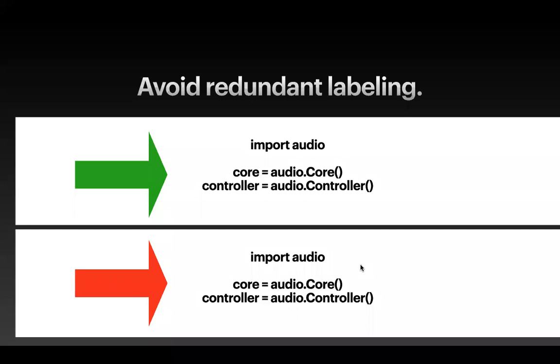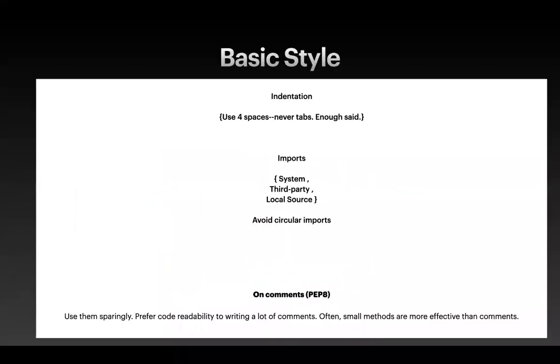Here is one small mistake which I made in the second session. Here audio core is there basically. When there is audio core and controller, both are superclass and subclass. So you have to write only the superclass. No need of defining the subclass again like this. So avoid redundant labeling is one of the most important things we should follow.